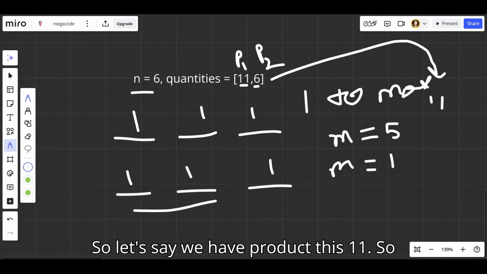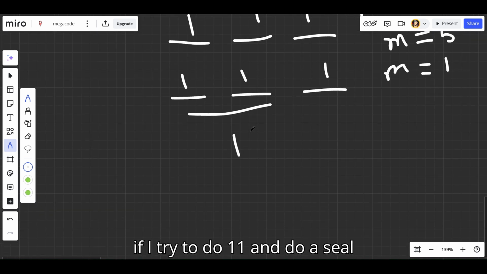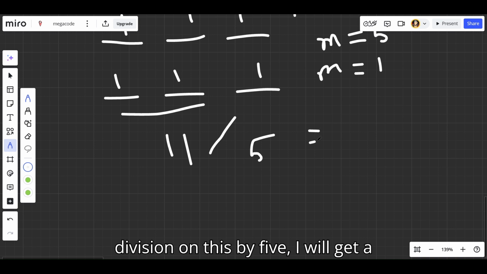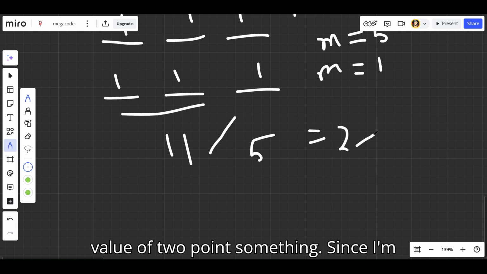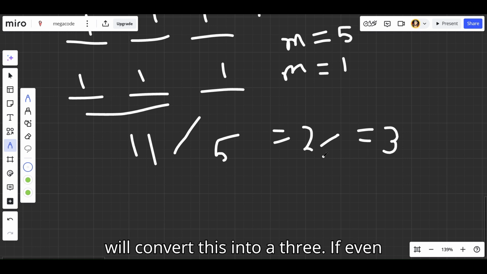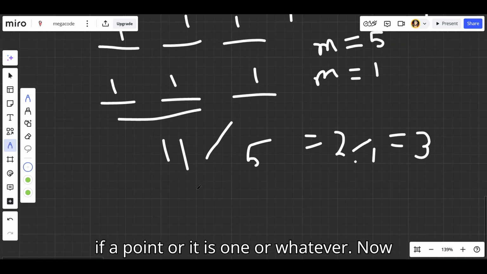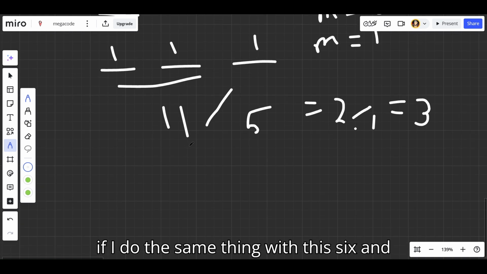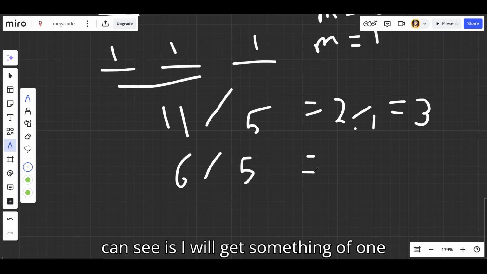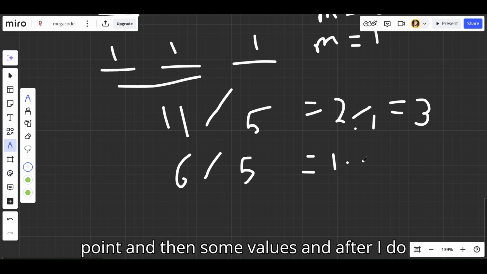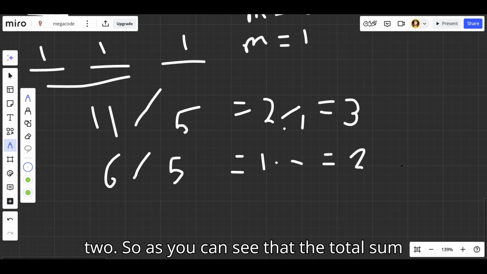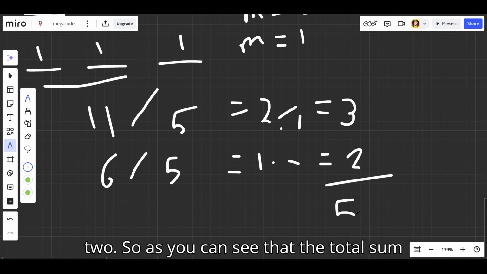Let's say we have the product 11. If I do a ceil division on this by 5, I will get a value of 2 point something. Since I'm doing a ceil division, it will convert this into a 3. Now if I do the same thing with this 6 and divide it by this mid number, I will get 1 point something, and after the ceil operation it's going to be a 2. As you can see, the total sum is 5.